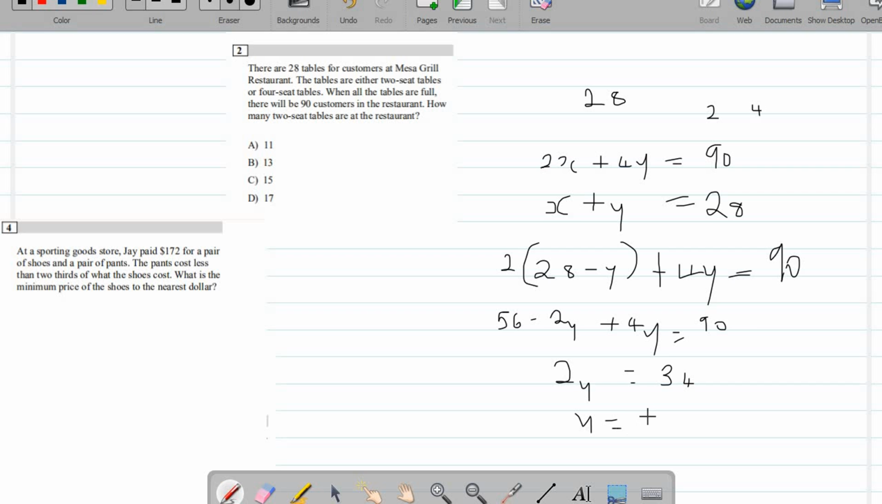Y is 17. Now they're asking how many 2-seat tables are at the restaurant. Y is not the 2-seat tables. So if you have 17 as y, remember x plus y is 28. So we just simply do 28 minus 17. That will give us 11. So there are actually 11 2-seater tables at the restaurant.